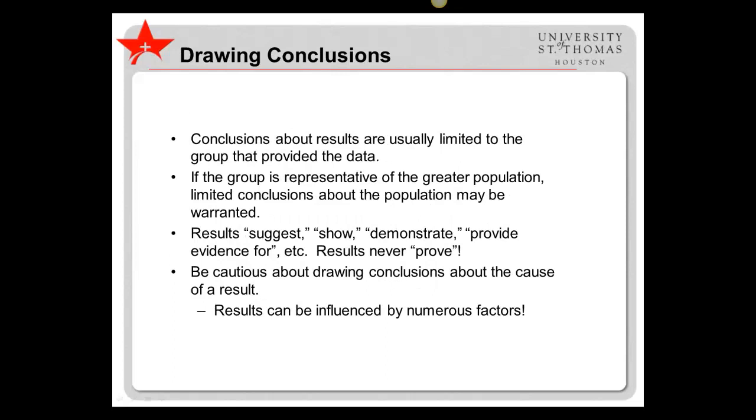Finally, conclusions about results are usually limited to the group that provided the data. However, if the group is representative of the greater population, limited conclusions about the population may be warranted. Results suggest, show, demonstrate, provide evidence for, etc. Results never prove. Use precise language that reflects the actual findings. And be cautious about drawing conclusions about the cause of a result. Results can be influenced by numerous factors, not only the variables of interest, but a variety of other variables as well.